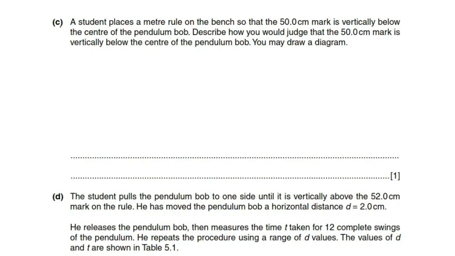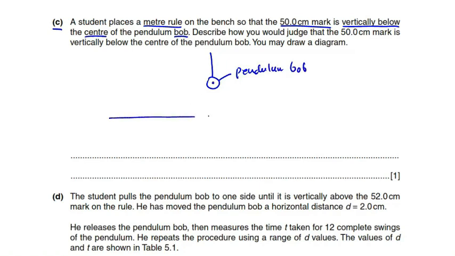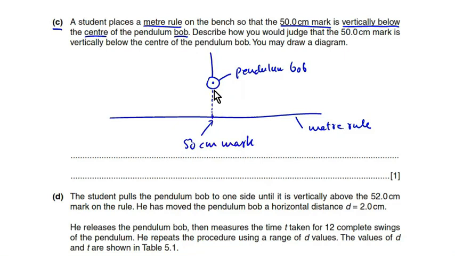The next part, part C says, a student places a meter rule on the bench so that 50 centimeter mark is vertically below the center of the pendulum bob. So students, if this is the pendulum bob and this is the center of the bob and this is the meter rule placed on the bench, then the 50 centimeter mark is here, vertically below the center of the pendulum bob, right? Describe how you would judge that 50 centimeter mark is vertically below the center of the pendulum bob. You may draw a diagram.